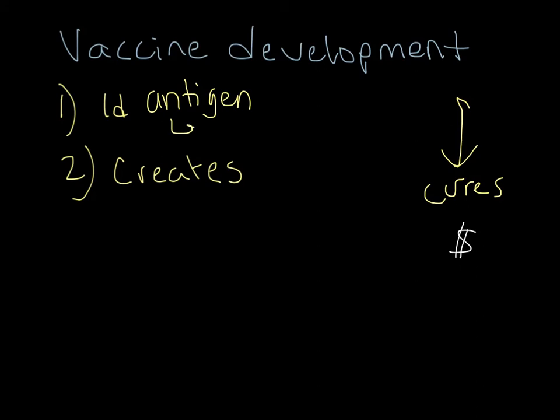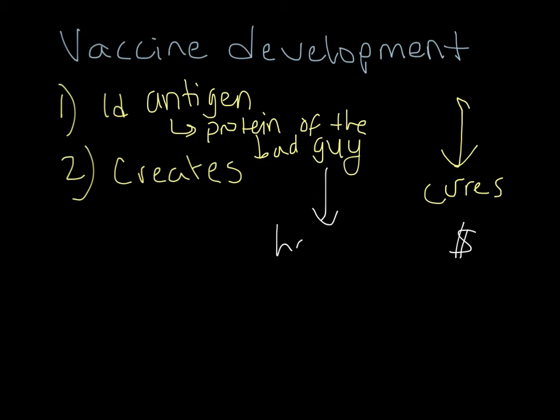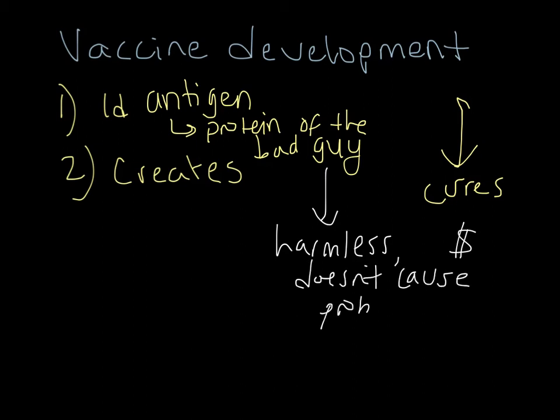And an antigen is a protein of the bad guy. In this antigen, you want to look for something that's harmless, doesn't cause problems, and is pretty common. So this is the explanation for why the flu vaccine changes every year, because every year there's a different mutation and a different antigen that's a better match.